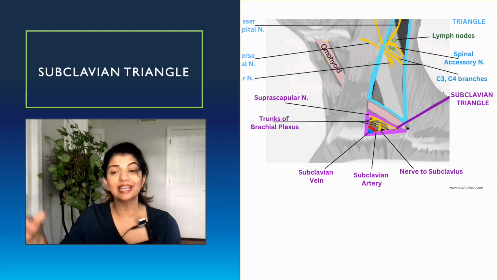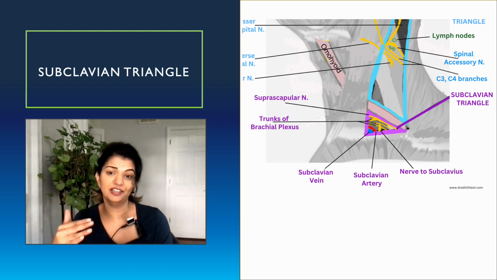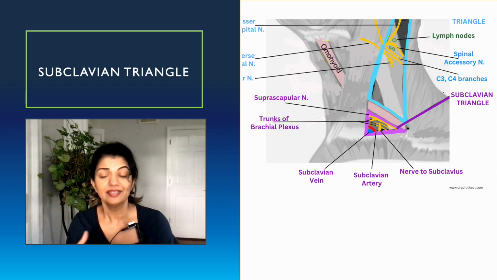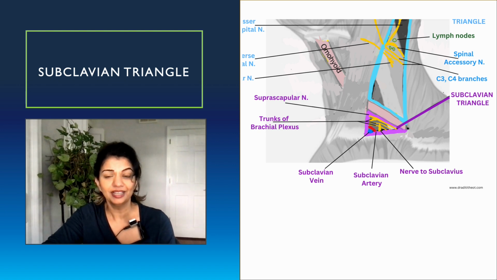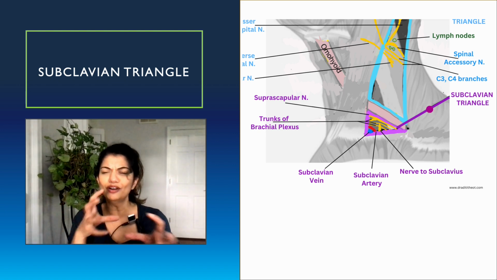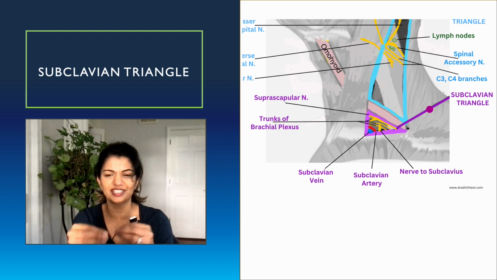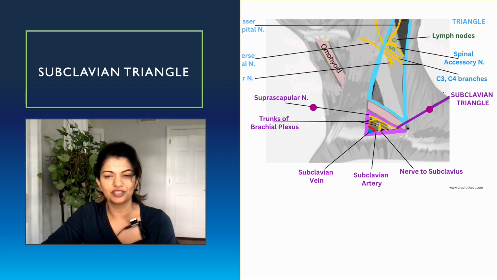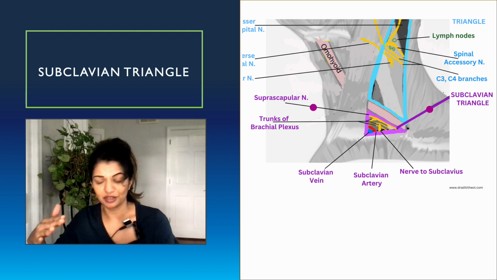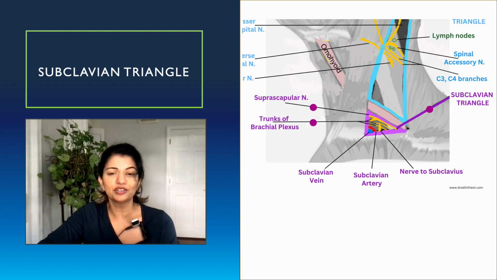Right, now it's time to look at the smaller triangle inferior to the omohyoid muscle. This is the subclavian triangle depicted here. And so there's a lot going on, a very small surface area, right? The first thing you want to think about is the suprascapular nerve that goes across this triangle. Then we've got the trunks of the brachial plexus. There are two or three that stick out there. Then we've got a vein and an artery. So we've got the subclavian vein and we've got the subclavian artery.